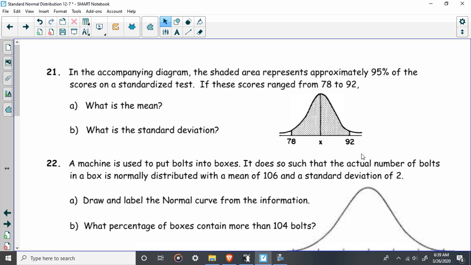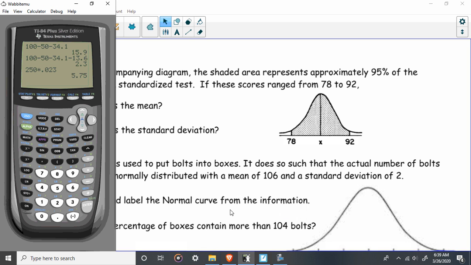So what's halfway between 78 and 92? Well, there's 14 numbers in between 78 and 92. And so it should be 7 more than this number and 7 less than this number. If not, guys, how do we find halfway between two numbers? We're going to take the average. So if you take those two numbers and divide them by 2, what do you get? 85. 85 should be right in the middle, which is 7 above 78 and 7 below 92.